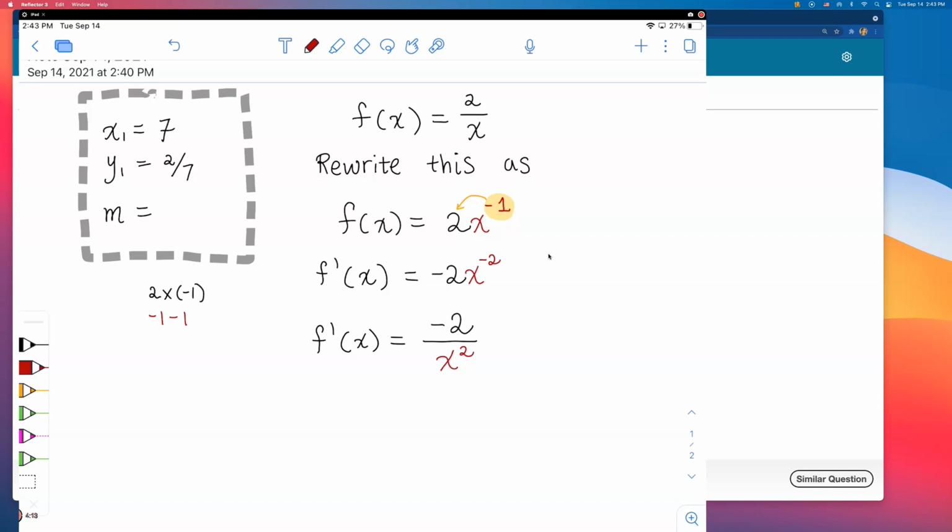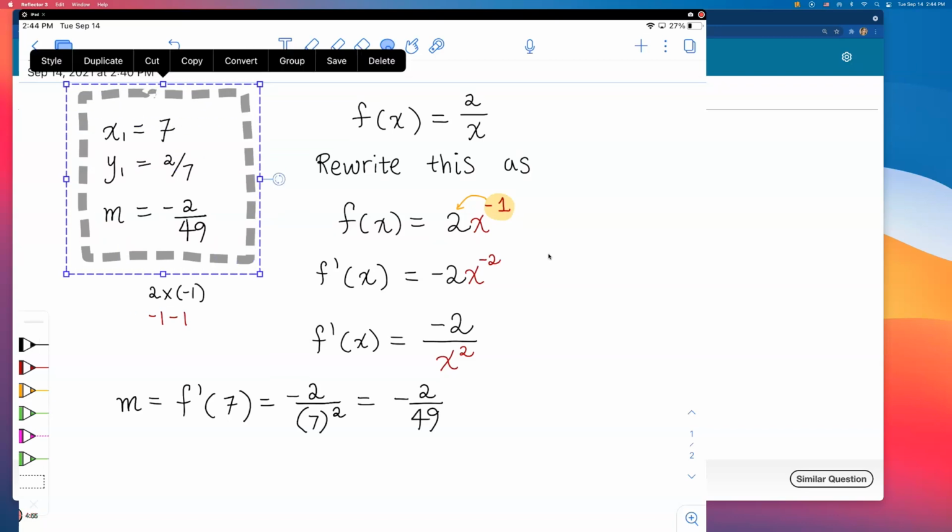Why did I find all this? Well, because this is what I need to use to find the slope. Now, slope is the derivative at x equals 7. And you know why I'm using 7, because the x value they gave us is 7. If I plug in 7 into this function that we just found, that's going to be negative 2 over 7 squared, right? Which is negative 2 over 49. Look, we found everything we need. Negative 2 over 49 is the slope. So that is what I'm going to use to move on to the next part.